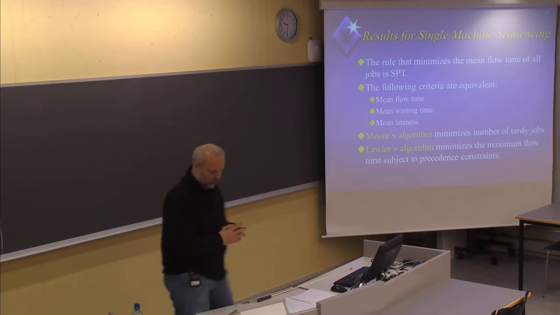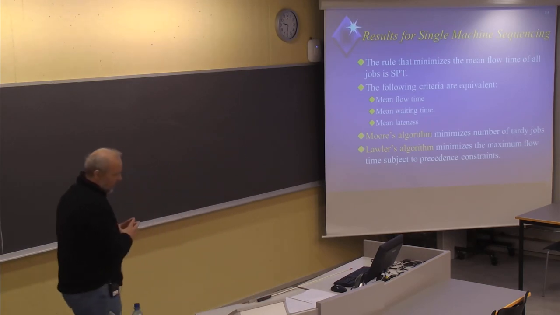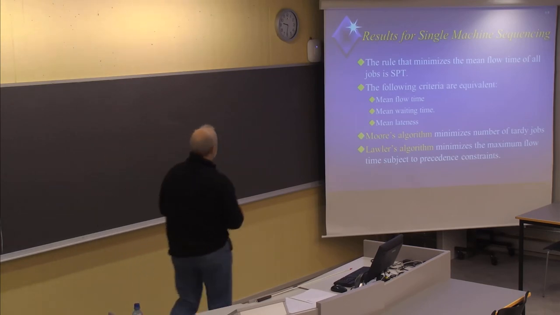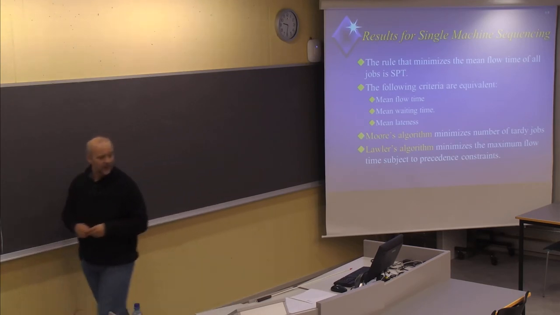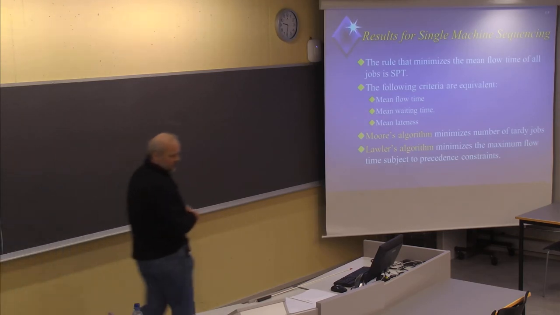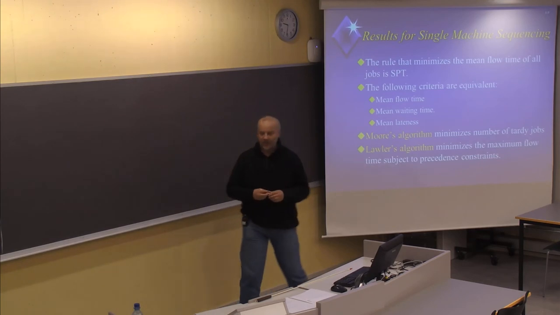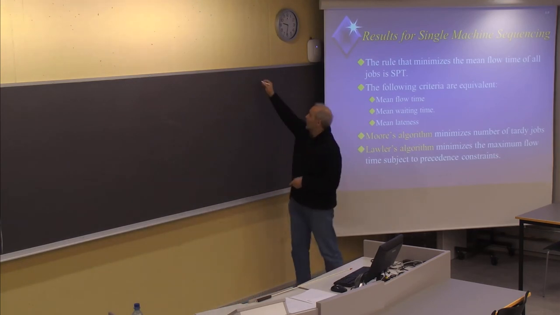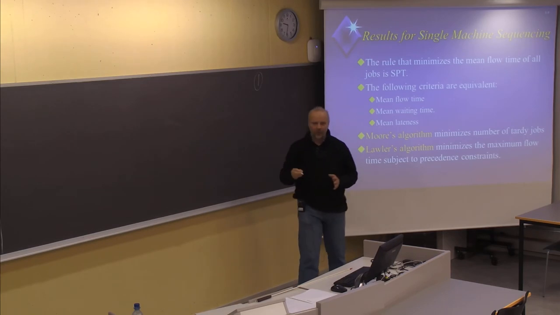And I will try to show this with an example, which is always much easier to explain. So here I will use an example from the textbook. And we have six different jobs. And we have a precedence that says that job number one needs to be finalized before job number two.